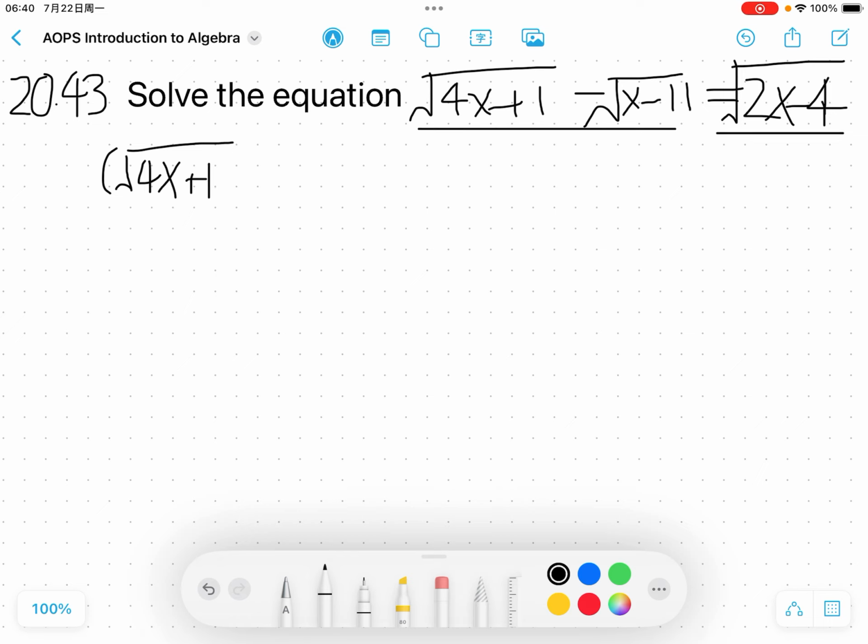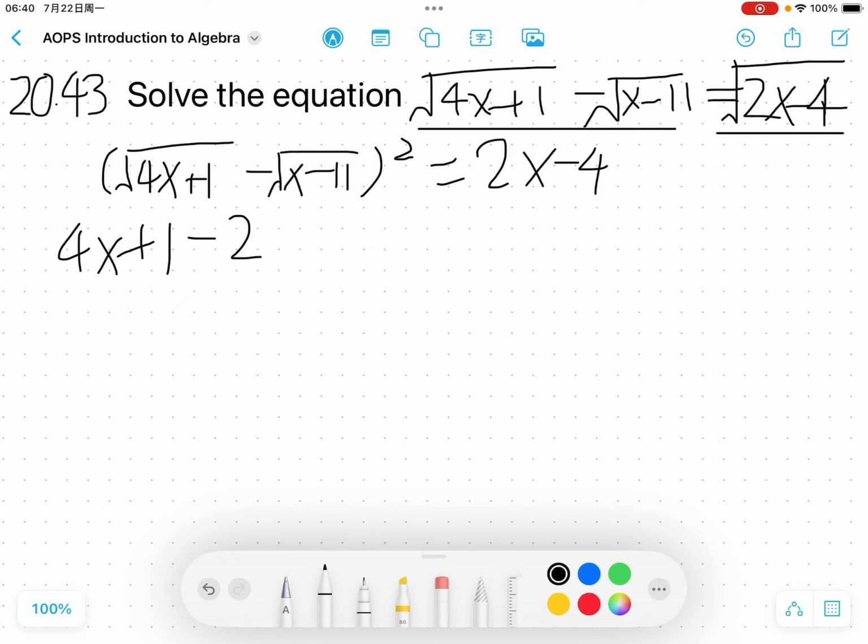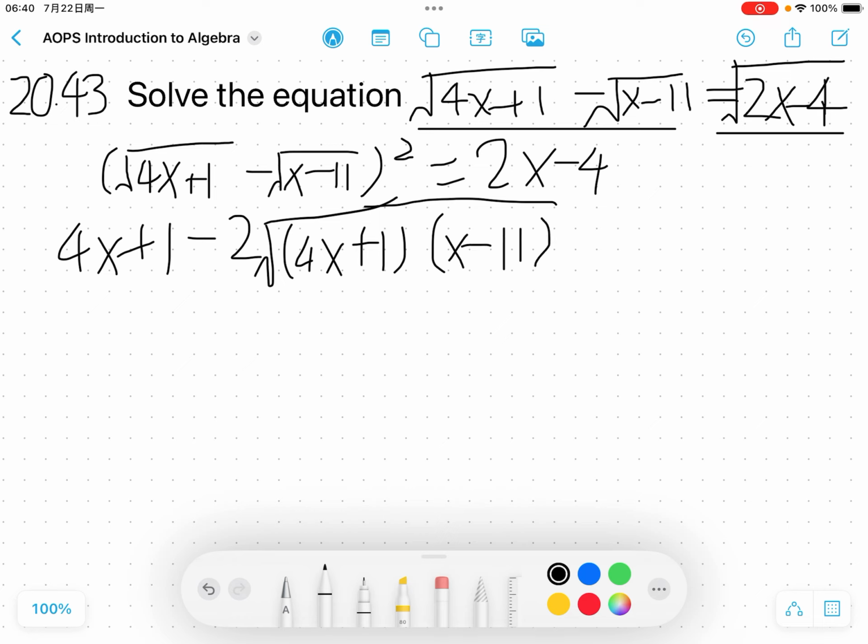So we have root 4x plus 1 minus root x minus 11, squared, and on the right, root 2x minus 4 squared is just 2x minus 4. If we expand this expression here, we have 4x plus 1 minus 2 times root of 4x plus 1 times x minus 11, plus x minus 11 equals 2x minus 4.